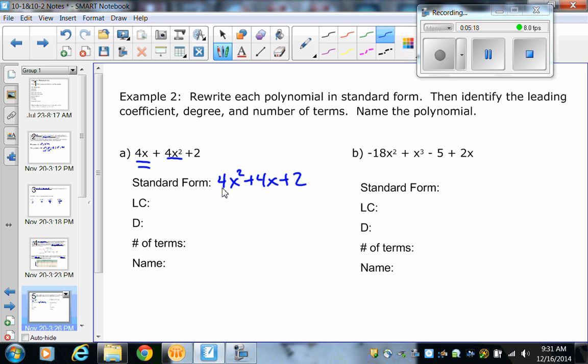Our leading coefficient is the number that it starts with. So this is a 4. Our degree is that highest exponent, so in this case it's 2. Number of terms, well, how many terms are there? There's 1, 2, 3. Naming it, you name it by the number of terms and by the degree. Based on the number of terms, it's a trinomial because there's 3 terms. Based on the degree, a degree of 2 is a quadratic.